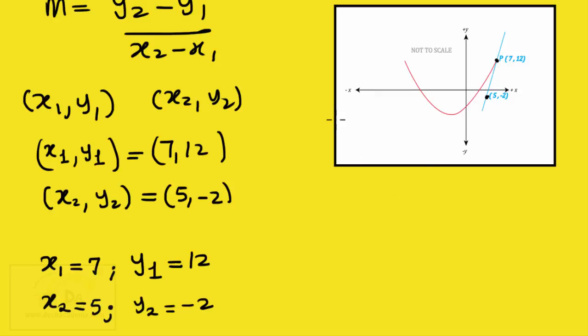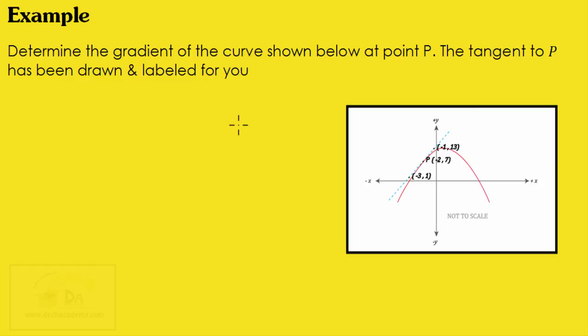We're going to try another example. In this example, the question is exactly the same. It says determine the gradient of the curve shown below at point P, and the tangent to the curve at point P has been drawn and labeled.